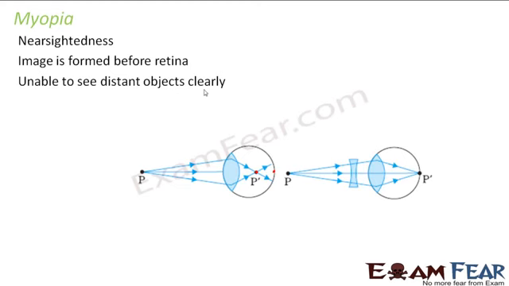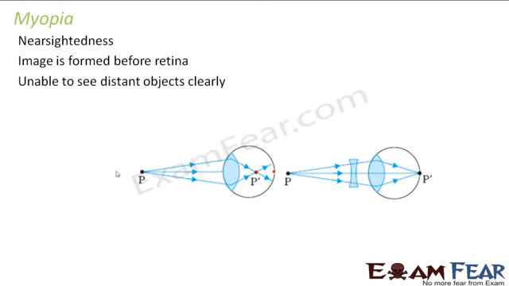In myopia, we are able to see nearby objects clearly. That is why it's called nearsightedness. That means proper sight is there for near objects. So you cannot see distant objects clearly. Now, what is a possible solution for this? I mean, how do we correct this kind of defect?